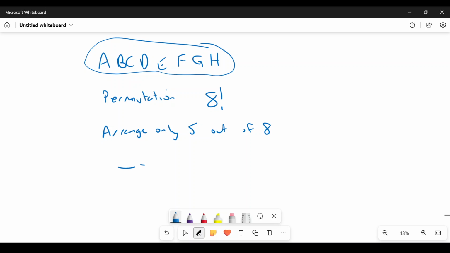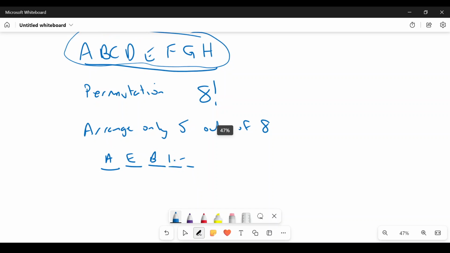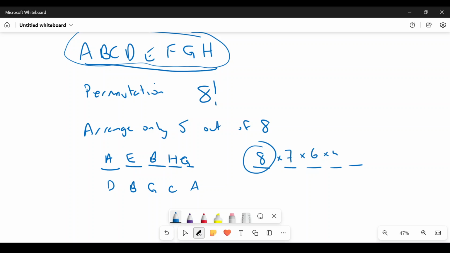So for example, I only want 5 of these, but I want all the arrangements that I can possibly make out of every group of 5 I could possibly make. So for example, I want A, E, B, H, G, and I want D, B, G, C, A, and I want every possible 5 I could get. So this is, again, going back to fundamental counting principle. Which one am I going to pick first? Well, there's 8 choices, and then there's 7 choices, and then there's 6 choices, and then there's 5 choices, and then there's 4 choices, and then we don't have the rest of it.